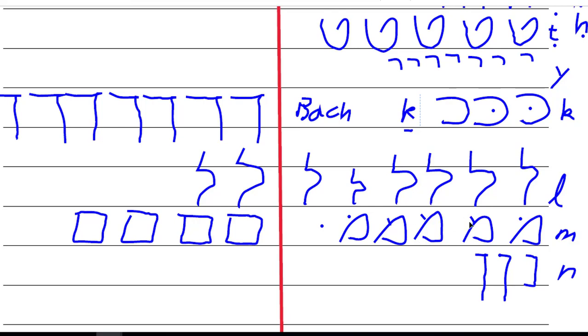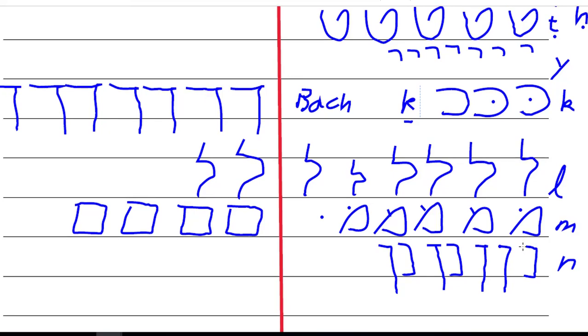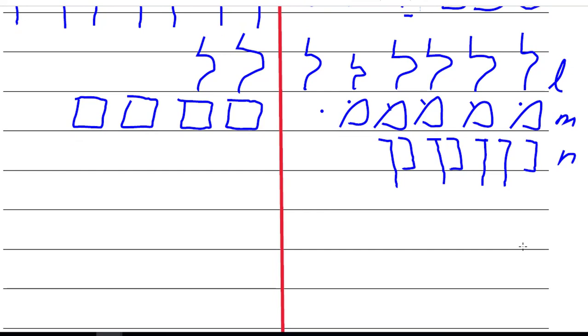So again, to write this: Nun, non-final, final. Non-final, final. So let's repeat some of these consonants. Back up here, we have Tet, Yod, Kaph, Lamed, Mem, Nun. Almost done.